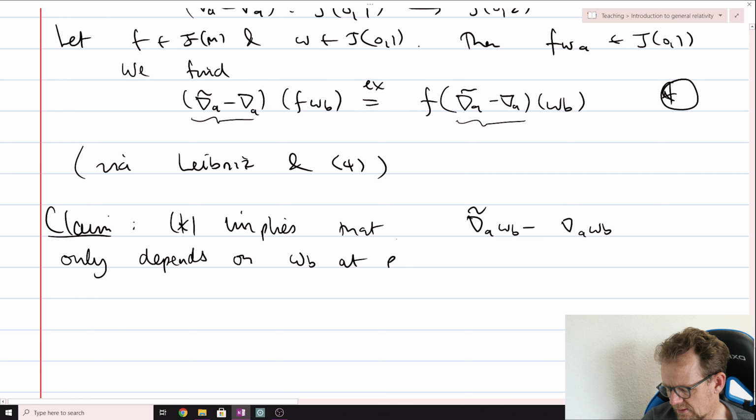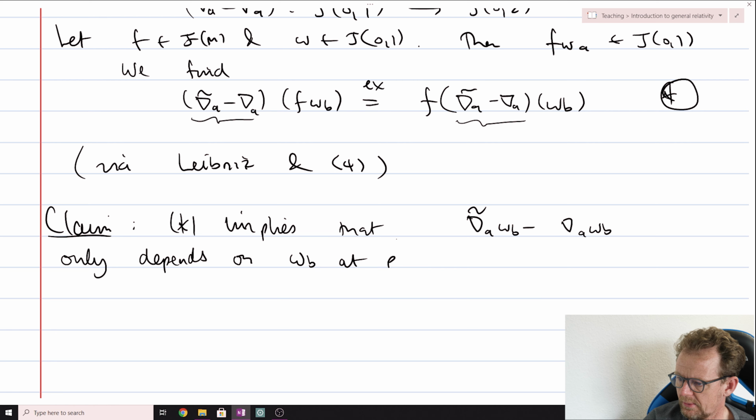Now this is weird, right? This is not what you might initially expect. If you have a derivative operator and you apply it to a function, then it depends on the first order neighborhood around that function at the point P. So we're saying that the difference of two derivative operators, while itself being a derivative operator, somehow doesn't depend on even the first order neighborhood of the argument around the point P.